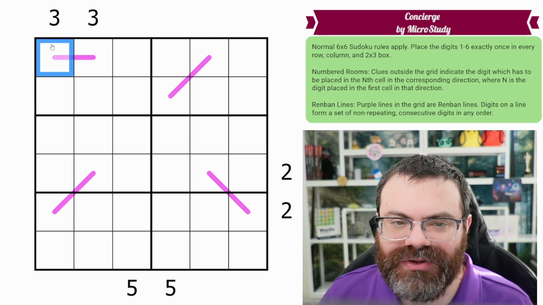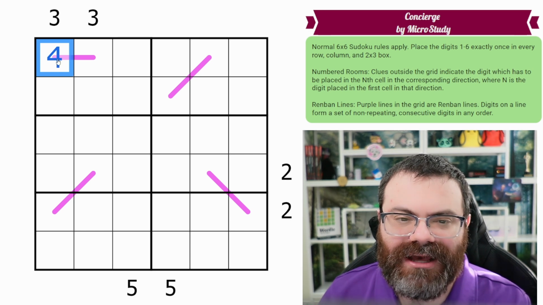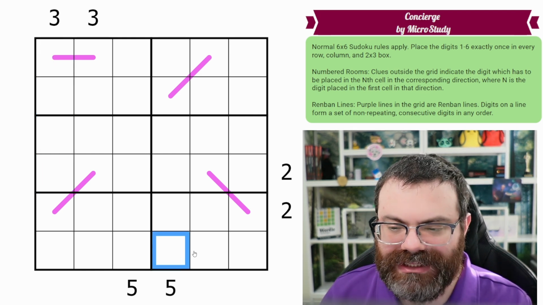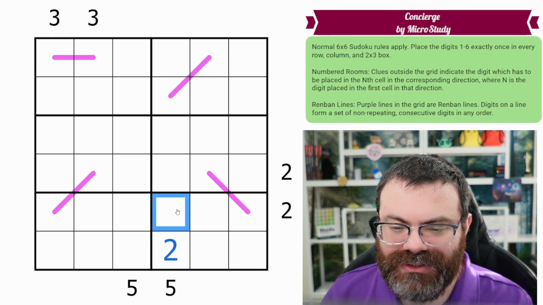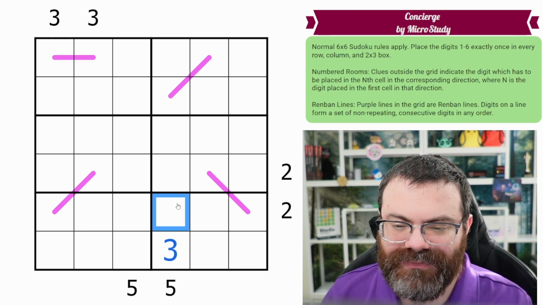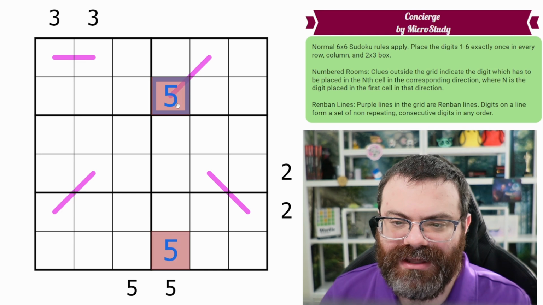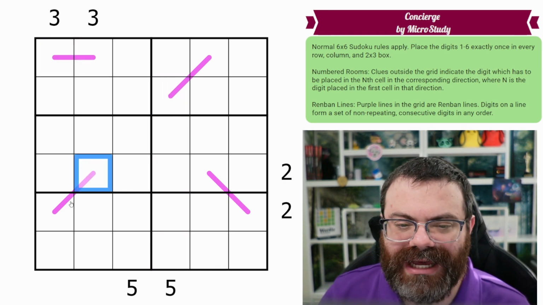So whatever digit goes next to the clue, like let's say we put a 4 here, that's going to tell us to count 1, 2, 3, 4, and then place a 3 there. We place a 3 there because that's what the clue is. If I put, say, a 2 here, then we count 1, 2, and we will put a 5 there. If this was a 3, then we put a 5 there. If this was a 5, we count 1, 2, 3, 4, 5, and we'd have to put another 5 there. So that's numbered rooms. We also have these purple lines in the grid.